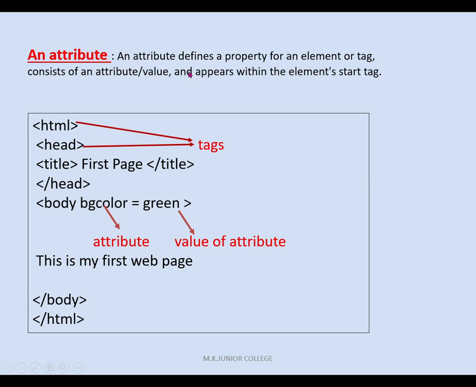It consists of an attribute and a value which appears within the element's start tag. So whenever I am thinking to use attributes, they must be used with the starting tag, not a closing tag. We'll see the example, so it will be more clear to you. Here again we'll start with our basic tags: HTML, head, title. My first page is my title. I am closing with this title.